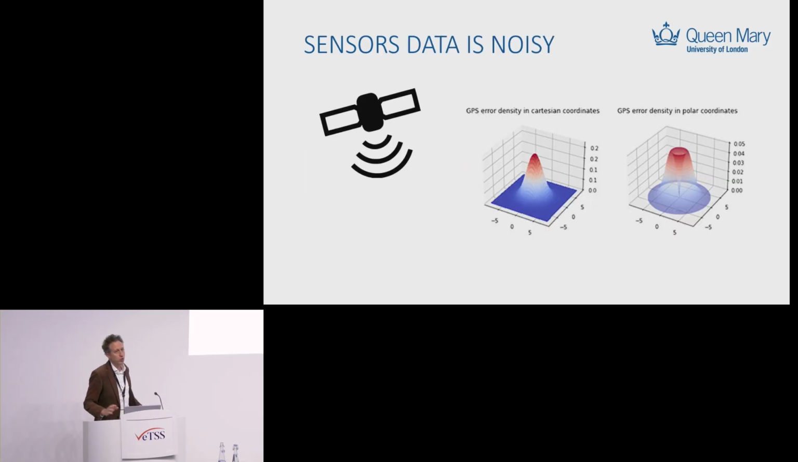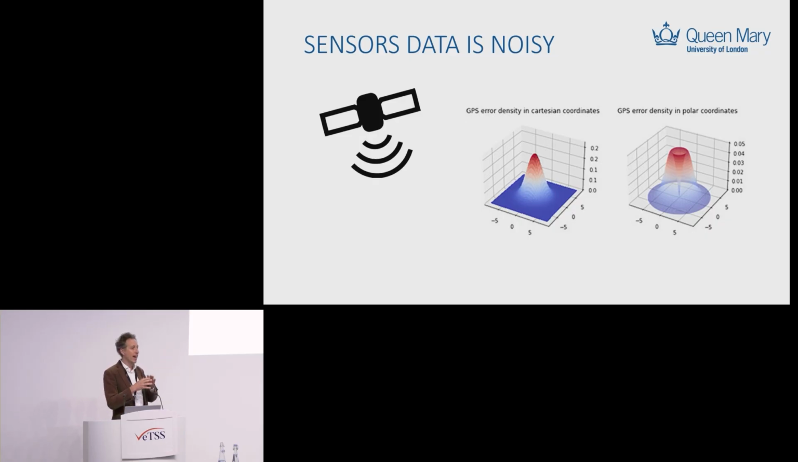And of course, when you talk about sensor data, you're talking about noisy data. By definition, whenever you measure things, you have an element of error. So the sensor data is by definition probabilistic data. And most importantly, this probabilistic data is usually quite well modeled. A good example of that is GPS data.